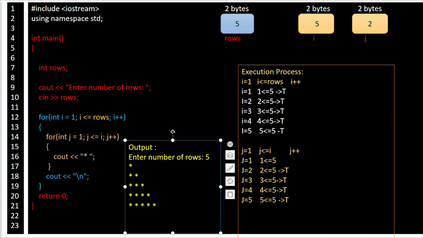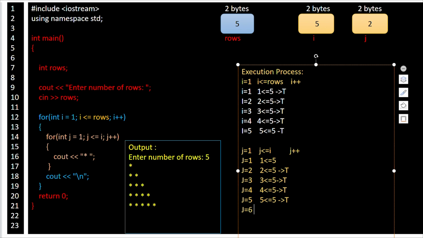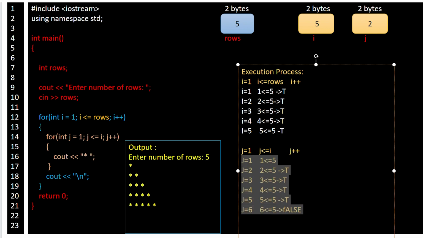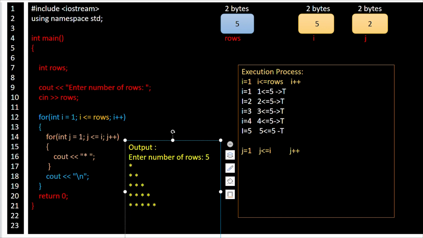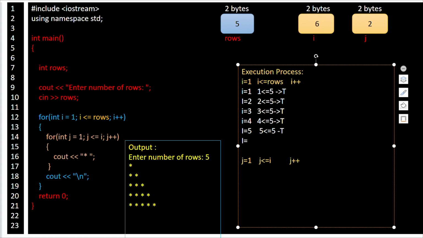Okay, after that here j equal to 6. 6 less than or equal to 5. Is this condition true? No, this condition is going to be false. If this condition is false, it means that we are going to come out of this loop, right? Okay, so after that we are moving into the next line. After that again we are incrementing the value of i. So the value of i is 6. So now check the condition. i is equal to 6.